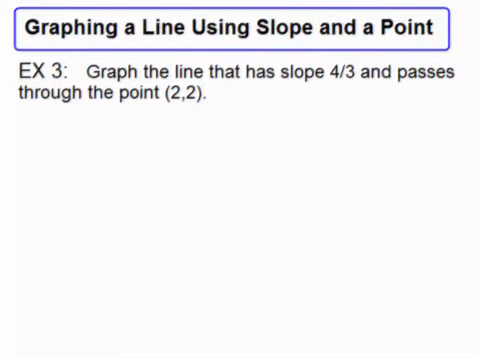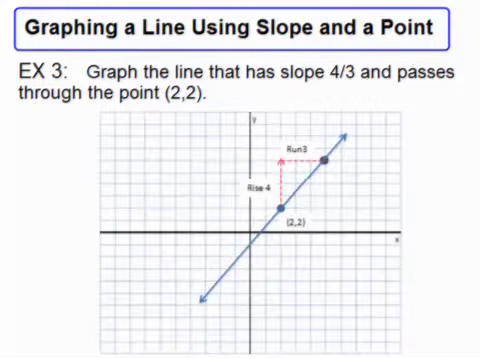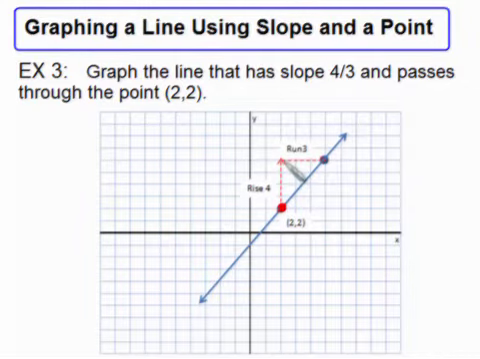Next, we'll look at graphing a line given the slope and 1 point on the line. Example 3 asks us to graph the line that has a slope of 4 over 3 and passes through the point (2, 2). We would start by graphing the point (2, 2). From there, we need to rise 4 and then run to the right 3. This would give us a second point on our line. So connecting these 2 points gives us the line that we're looking for.